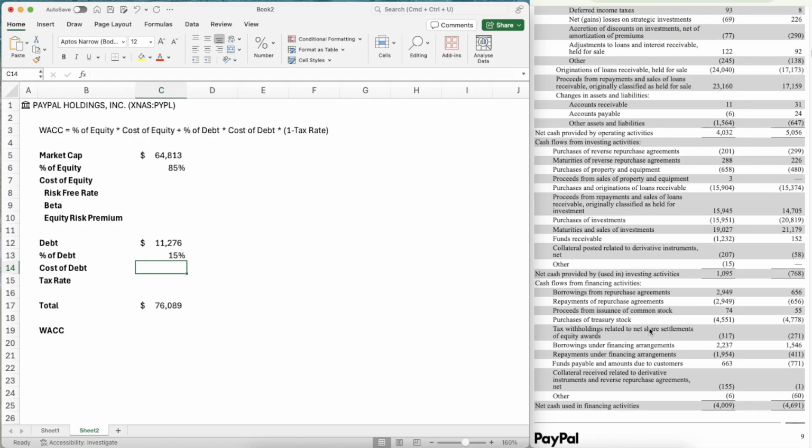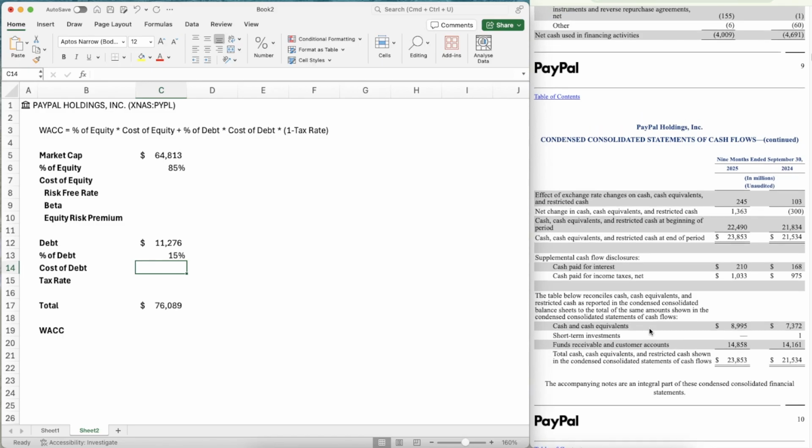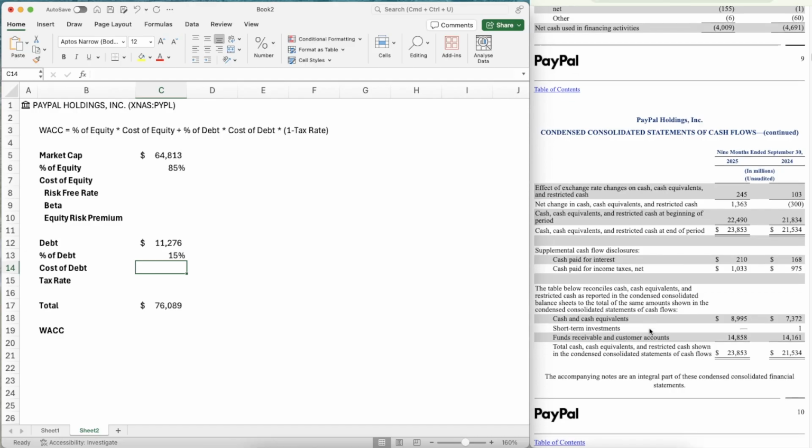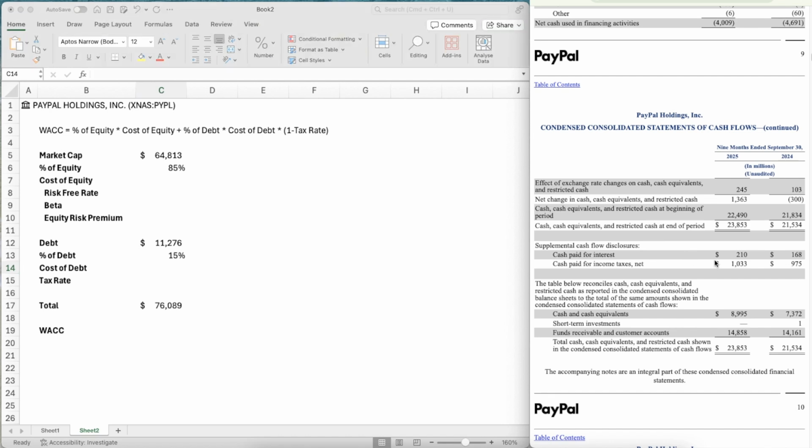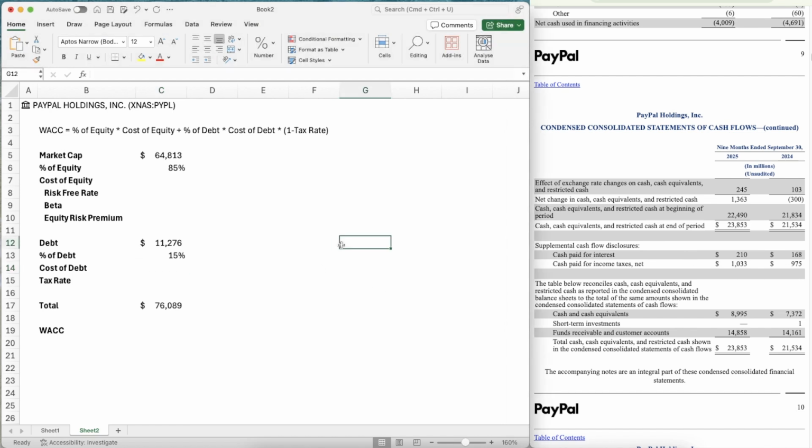But this is the repayment of the debt, not the interest on it. It will go for this one, 210. Do equals 210 divided by 3 multiplied by 4, because we're 9 months into the year. So if we divide it by 3, we get 1 quarter. Multiplied by 4, we get the full year. So 280. We want the cost of debt, we're going to say, is 280 divided by the total debt. And that is about 2%.